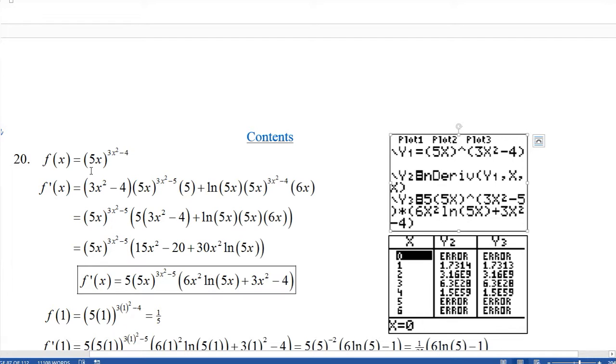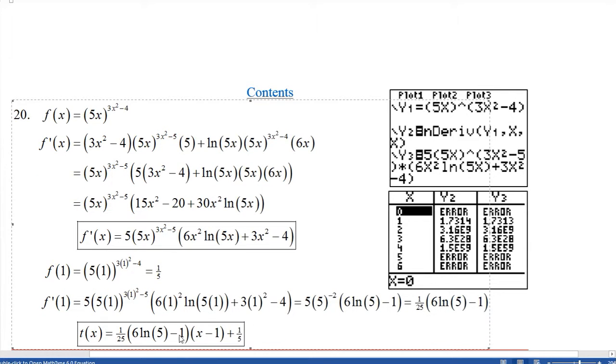So let's look at the tangent line. If we let x be 1 in the original one, we get this. Let's see what that turns out to be. 1 squared is 1 times 3 is 3, minus 4 is negative 1, 5 times 1 is 5, 5 to the negative 1 is 1/5. So 1 comma 1/5 is a point that's on there. So we have x minus 1 here, we have plus 1/5.